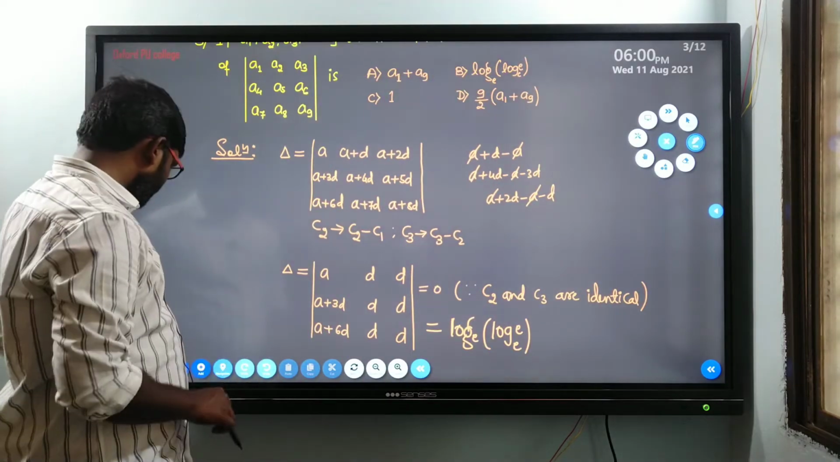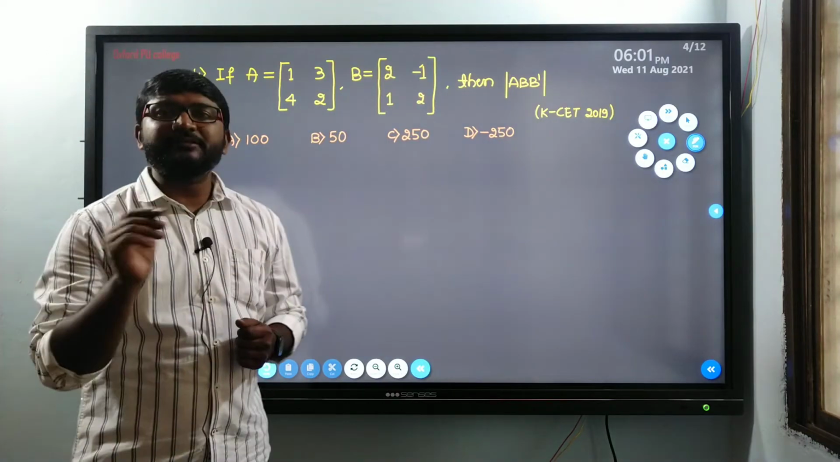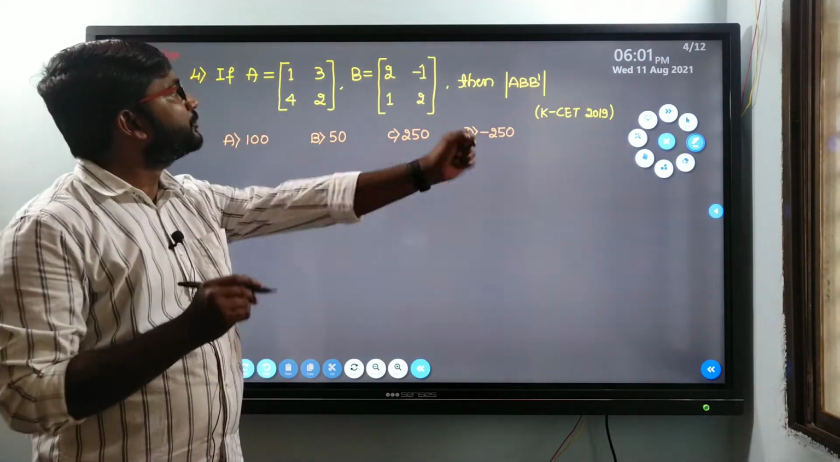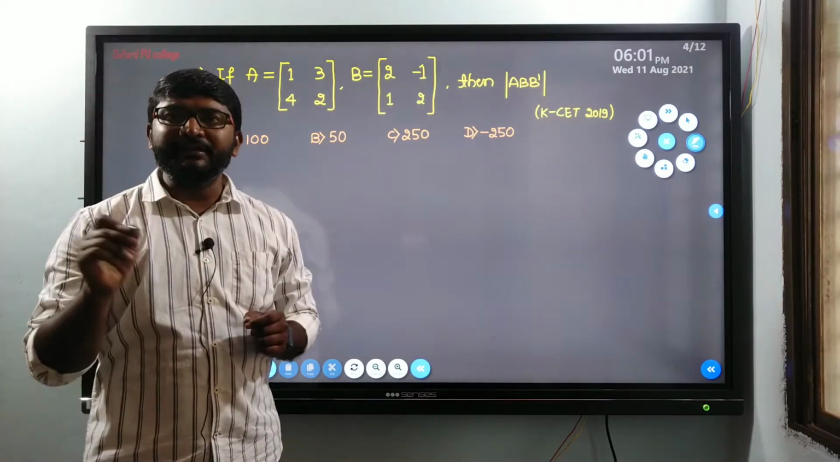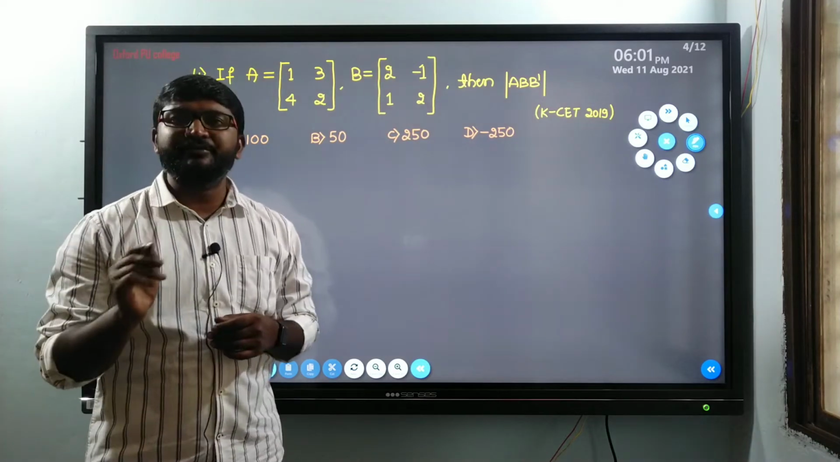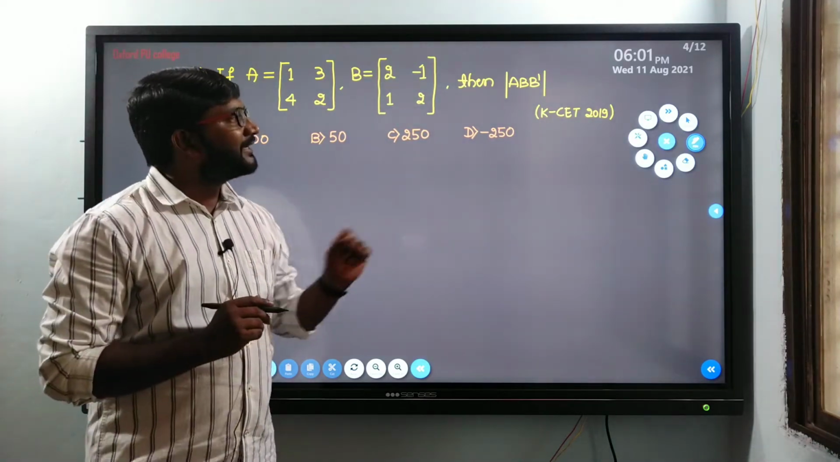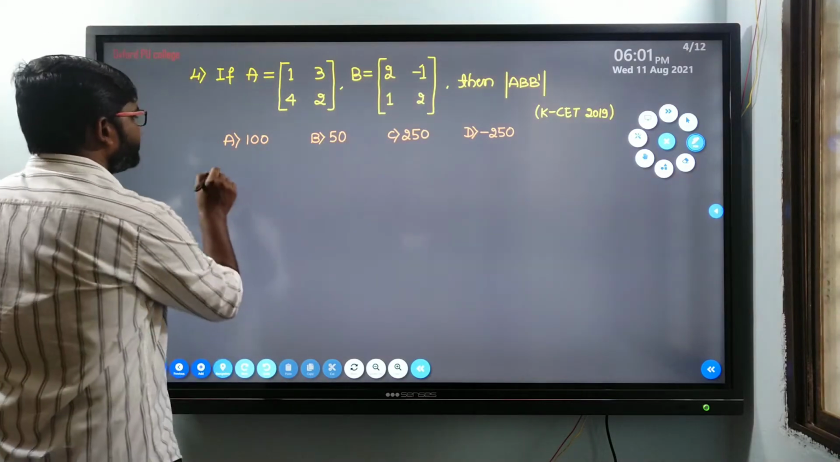So this is question number 2. Then question number 4, if A is equal to 1 3 4 2 and B is equal to 2 minus 1 1 2, then determinant of A B B dash, the 4 options are 100, 50, 250, minus 250. This was asked in Karnataka CET 2019. So let us go ahead with the solution.